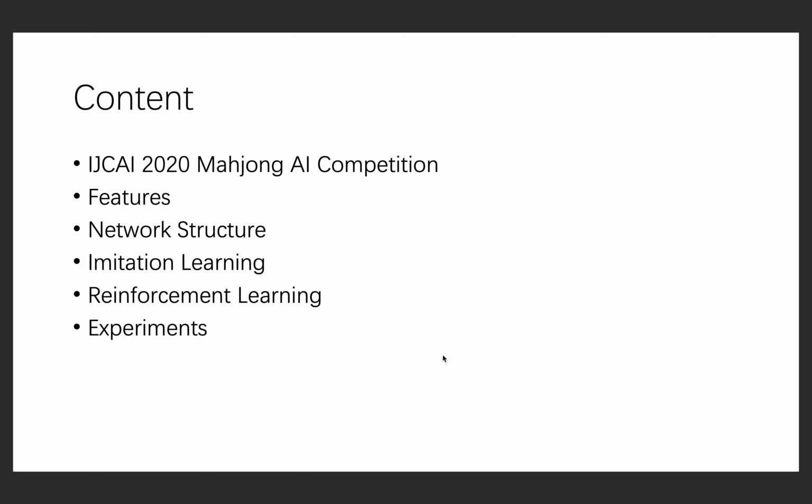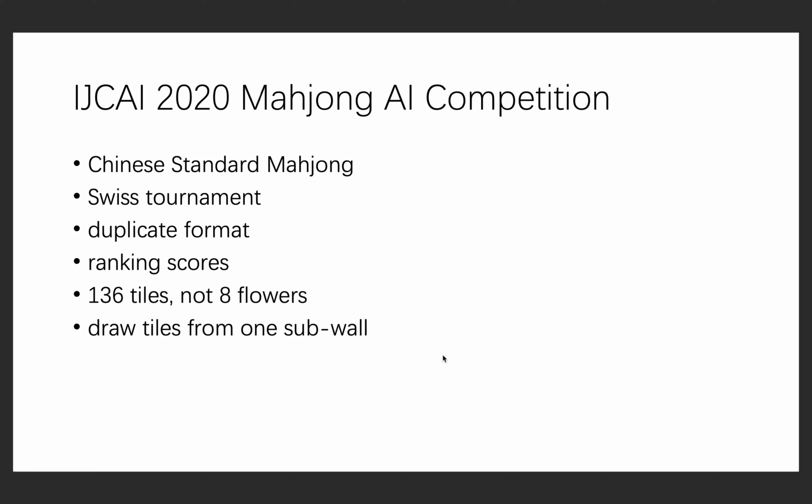The introduction includes 6 parts. First about the AI competition, the features, the network structure we used, the imitation learning method and the reinforcement learning method we use. And the last one is some experiments we have done. First about this competition. It's a Chinese standard Mahjong competition and it is a Swiss tournament, duplicate format, and it only uses 136 tiles, not including 8 flowers.